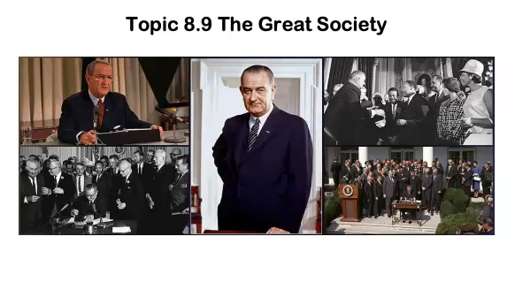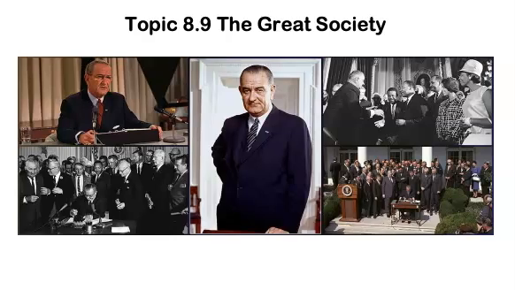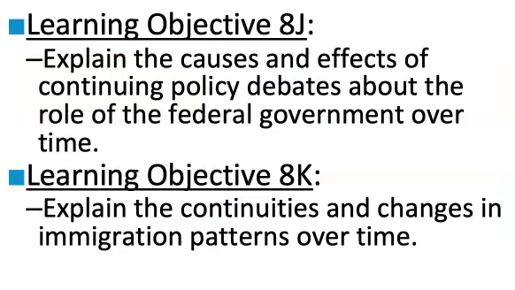We're back for our next lecture here in AP US History. Today we're going to be covering topic 8.9, The Great Society. We have two learning objectives that we're going to be looking at today. Our first one is objective 8J and then 8K. 8J says, explain the causes and effects of continuing policy debates over the role of the federal government over time. And 8K, explain the continuities and changes in immigration patterns over time.